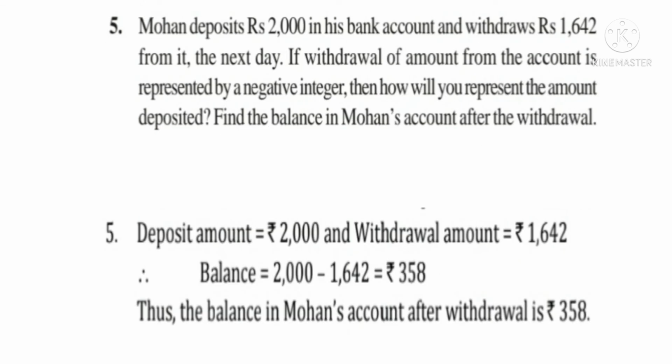Question number 5. Mohan deposits rupees 2,000 in his bank account and withdraws rupees 1,642 from it the next day. If the withdrawal of an amount is represented by a negative integer, then how will you represent the amount deposited? Find the balance in Mohan's account after the withdrawal. The money deposited is 2,000. Now he is withdrawing 1,642. So the remaining money will be 358. The balance after withdrawal will be 358.